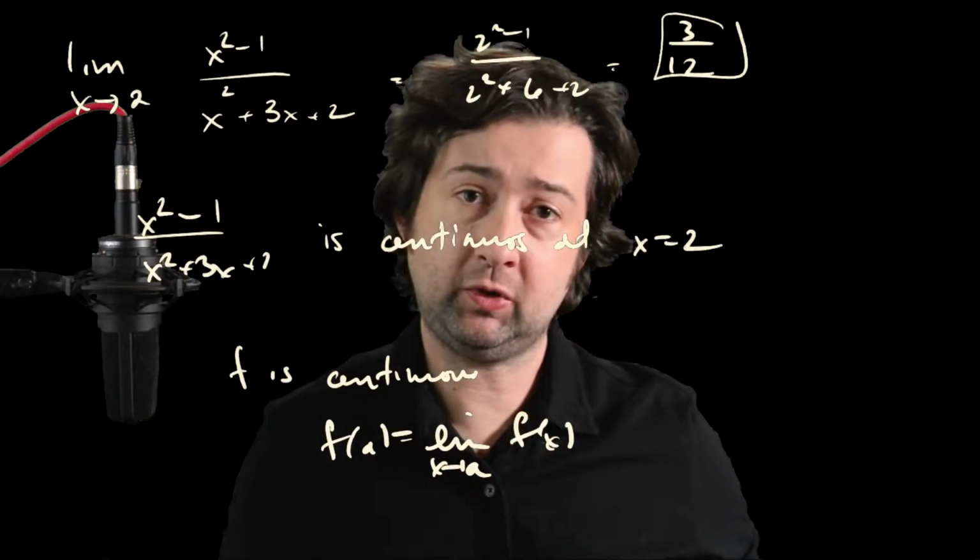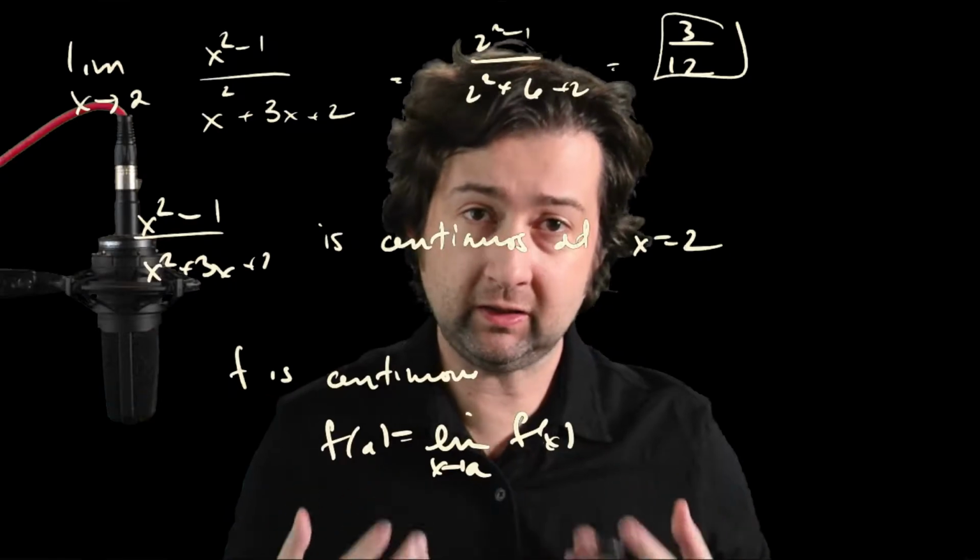What if we try to compute a limit at a place where a function isn't continuous? So we're going to use the same exact function that we used before, but I'm going to change where I'm evaluating the limit. So let's look at the limit as x goes now not to 2, but to negative 1 of the function x squared minus 1 over x squared plus 3x plus 2.